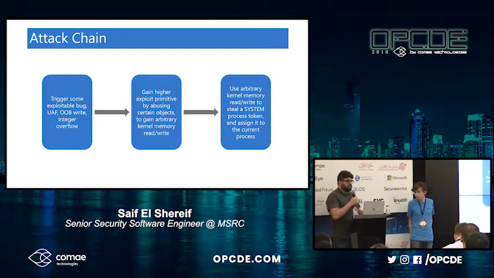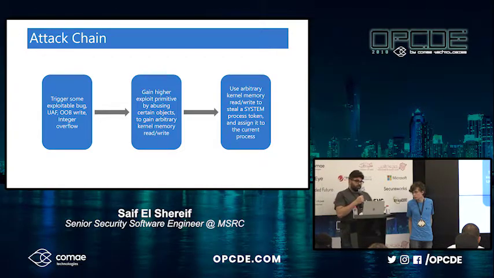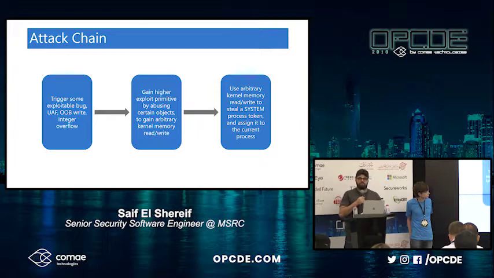If we look at recent attack trends, specifically towards elevation of privilege attacks against the Windows kernel, it usually starts by triggering some exploitable bug, like a use after free, out of bounds write, or an integer overflow. And then we try to gain a higher memory exploit primitive by abusing certain object types that allows for arbitrary kernel memory read and write. And from that point onwards, we use arbitrary kernel memory read and write to actually steal a system process token and assign it to ourselves or a newly instantiated process, thus gaining elevated privileges.